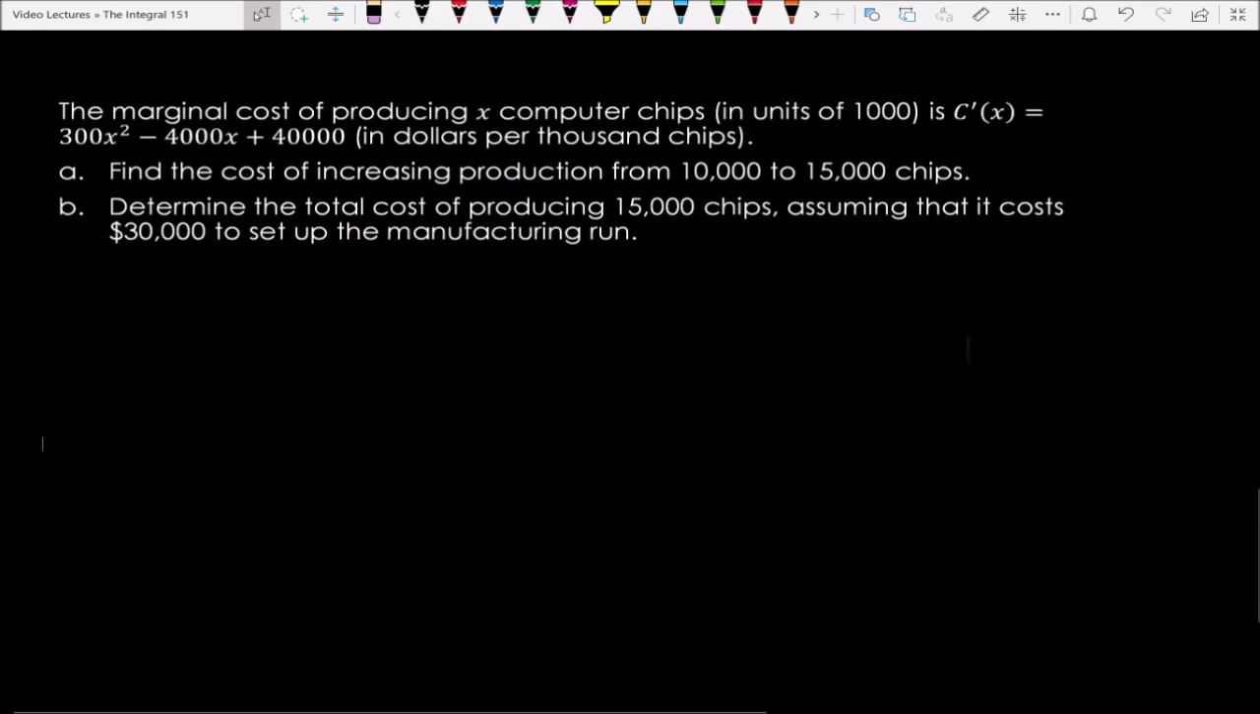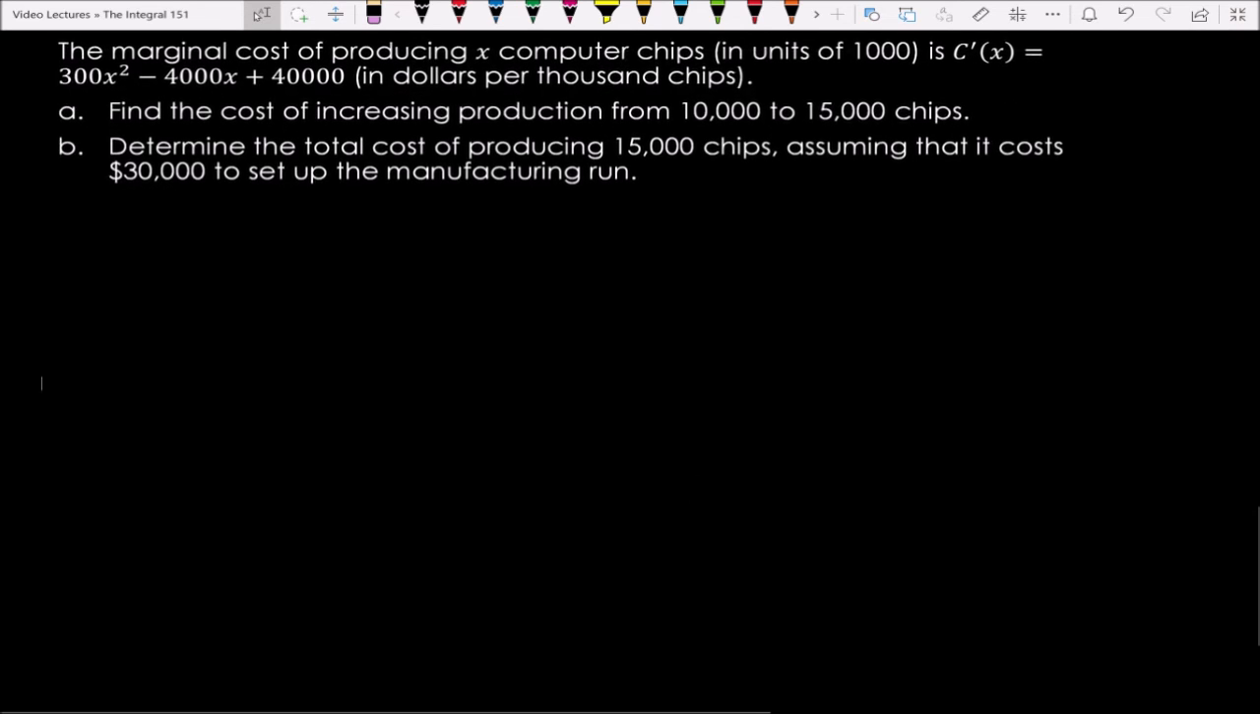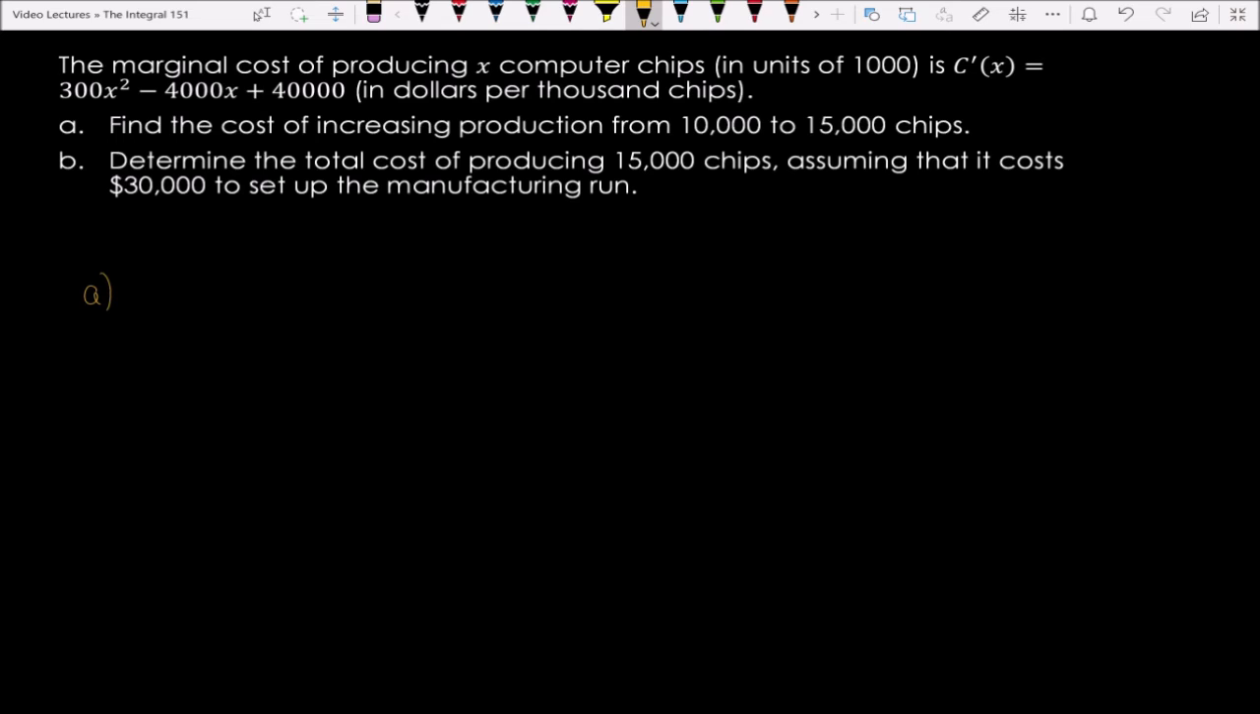Next, let's consider marginal cost of producing x computer chips, measured in units of 1,000, is given by C prime of x is 300x squared minus 4,000x plus 40,000, measured in dollars per 1,000 chips. We wish to first find the cost of increasing production from 10,000 to 15,000 chips, then determine the total cost of producing 15,000 chips, assuming it costs 30,000 to set up the manufacturing run. First, look at A. We're looking for a net change. Right, so we're looking for change in cost.